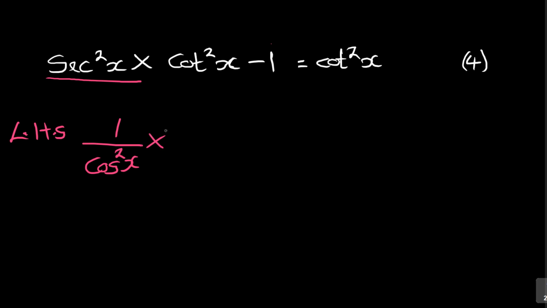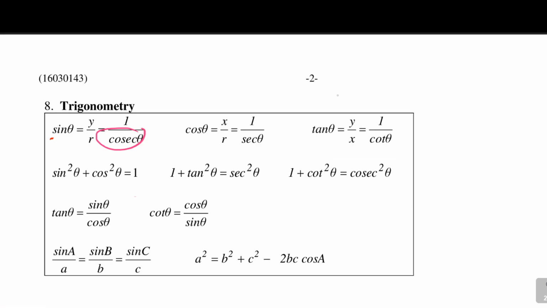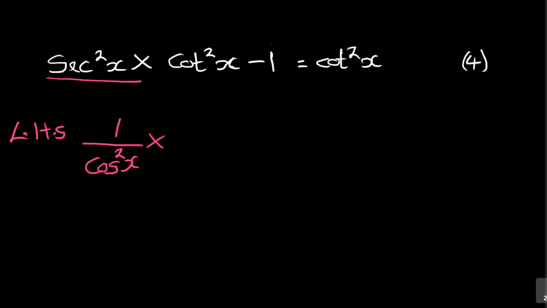Times, what about cot squared x? Let's look at the identity again. For cot squared, it's 1 over tan squared. Yes, but there is this one. Look at cot in terms of sine and cos. You must put it in cos and sine. It's better like that because already I've expressed the other one in terms of cos, you see? So it's better for me to automatically say this is cos squared x over sine squared x.